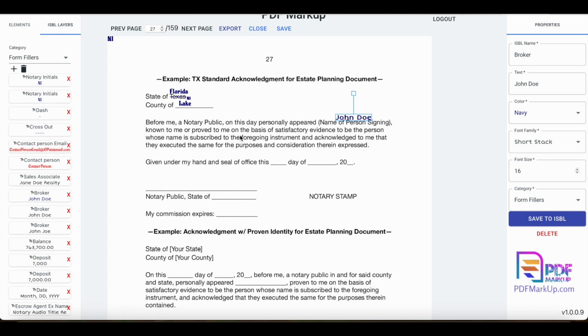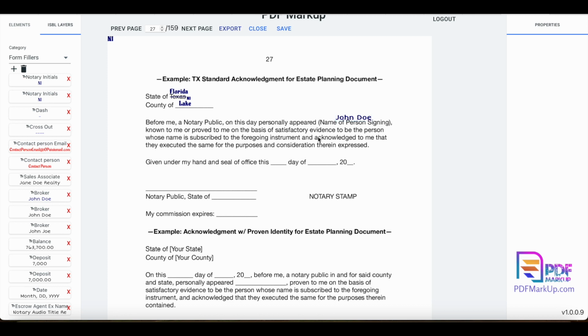Known to me or proven to me on the basis of satisfactory evidence to be the person whose name is subscribed to the foregoing instrument, and acknowledged to me that he executed the same for the purpose and consideration therein expressed, given under my hand and seal of office this day.